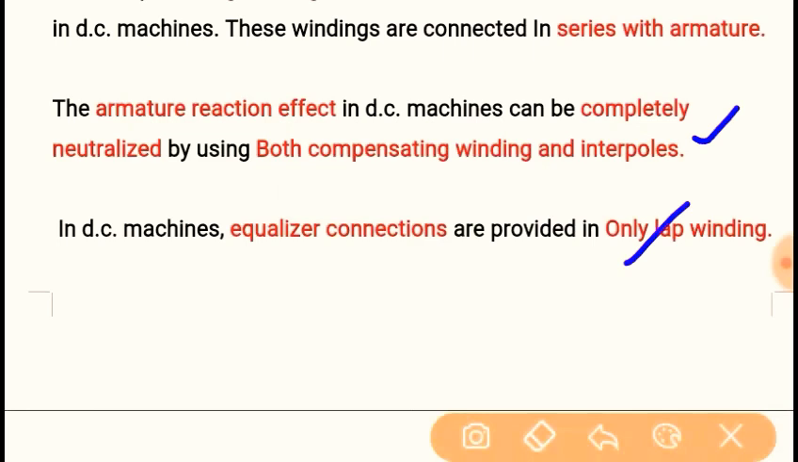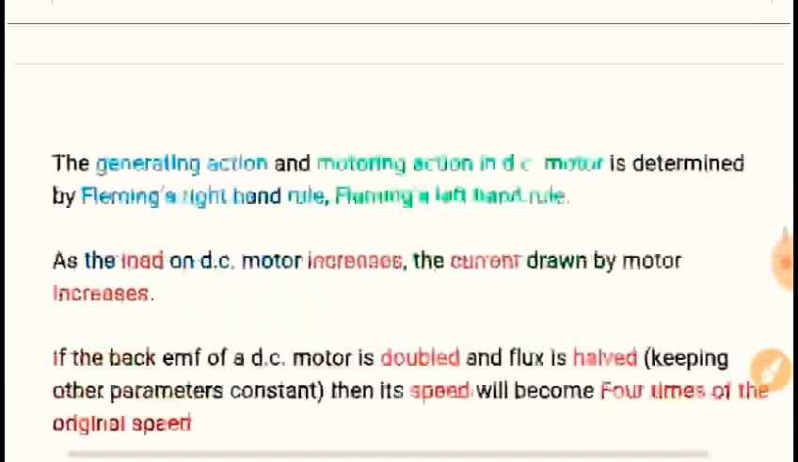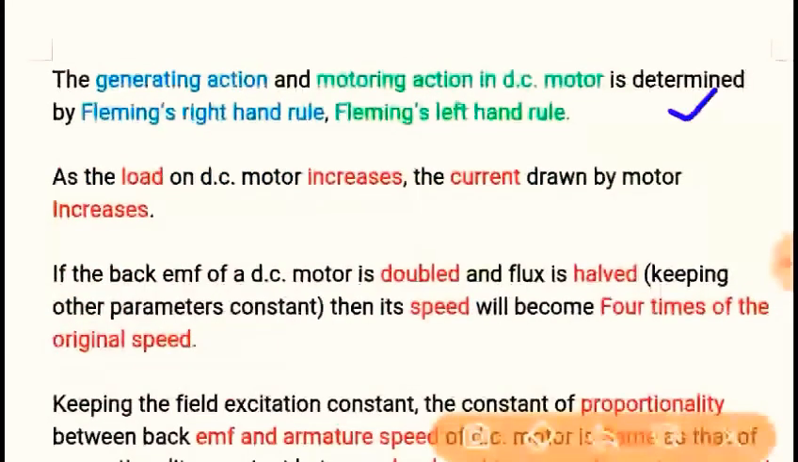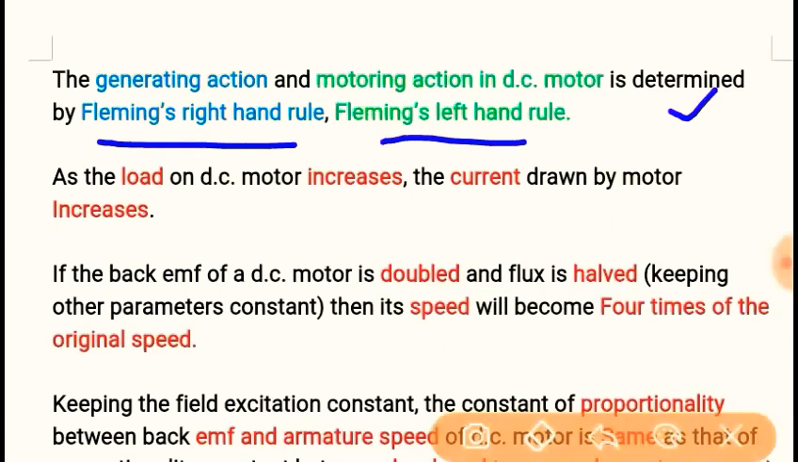In DC machines, the equalizer connections are provided only in lap winding. The equalizer is possible only in lap windings. The generating action and motoring action in a DC machine are determined as follows: for generating action, we use Fleming's right hand rule. For motoring action, we use Fleming's left hand rule.